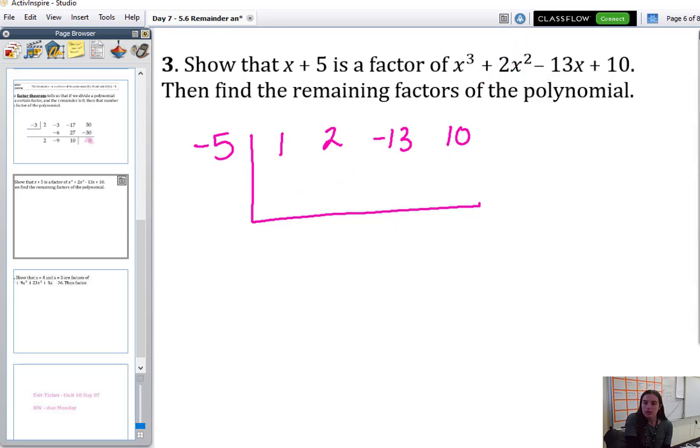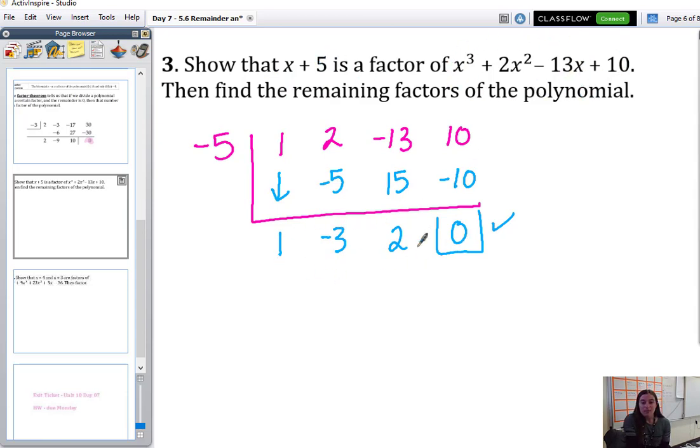So when I'm doing my synthetic division, I'm going to start by bringing down the 1. Here's my 1. Multiply negative 5 times 1, we got negative 5. Add 2 and negative 5, we've got negative 3. Multiply negative 5 and negative 3, 15. Add those together is positive 2. Negative 5 times 2 is negative 10. Add those together, we do in fact get a remainder of 0, which is exactly what we want. So that tells me x plus 5 is a factor of this entire polynomial.